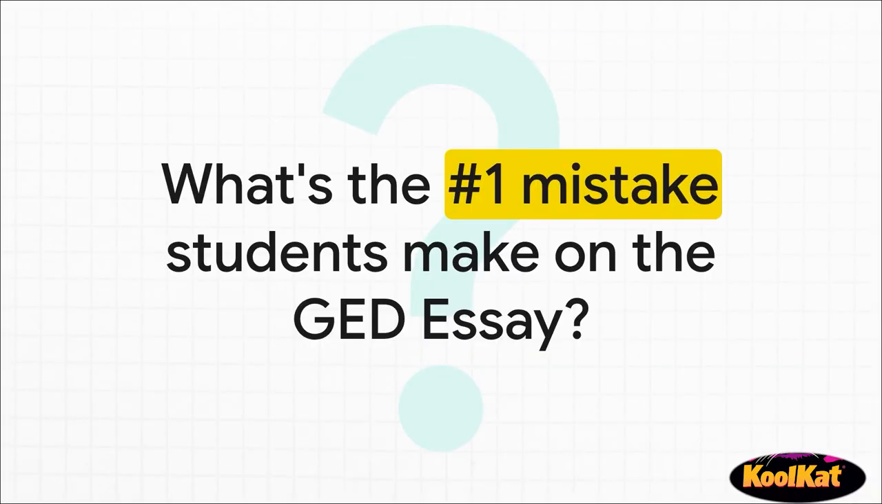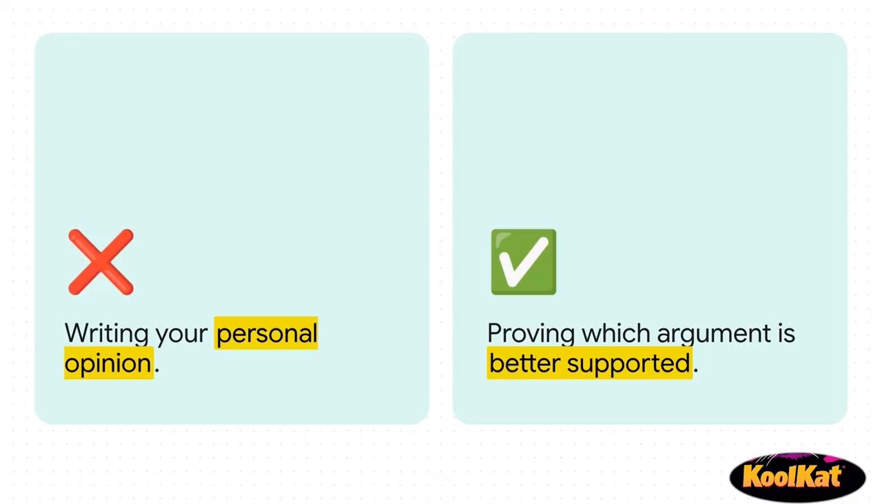What do you think is the single biggest mistake people make on this essay? The one thing that just tanks their score? Is it grammar, spelling mistakes, maybe not having a strong enough opinion? And here's the answer. This might actually surprise you. The number one mistake, hands down, is treating this essay like it's about your personal opinion. It is not. The real goal of the GED essay is to look at two different arguments and prove which one is better supported with facts and evidence. Seriously, your own feelings about the topic, they don't matter one bit.